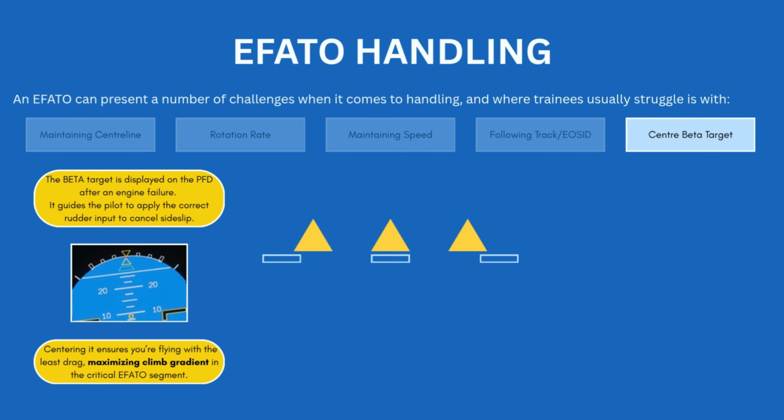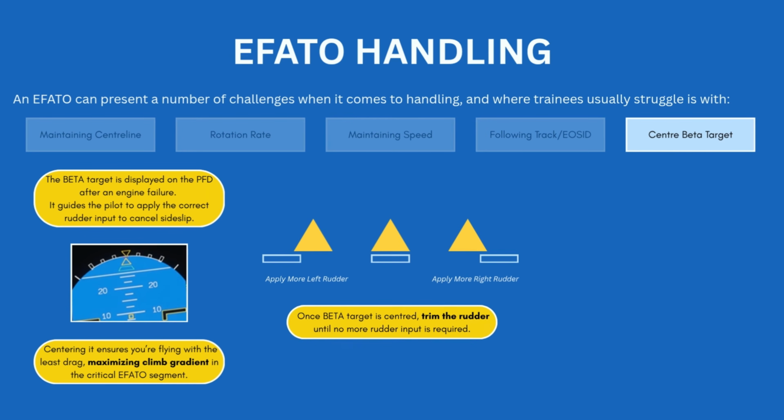If this blue box moves to the left of the triangle, it means you need to apply more left rudder. And if it moves to the right, then more right rudder is required. The goal here is to align the blue box with the yellow triangle, cancelling the sideslip. Once beta target is centered, trim the rudder until no more rudder input is required.